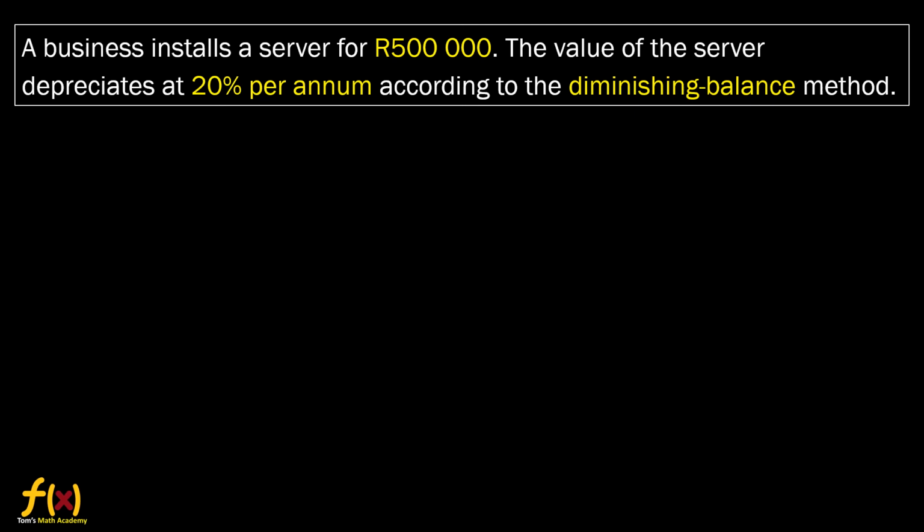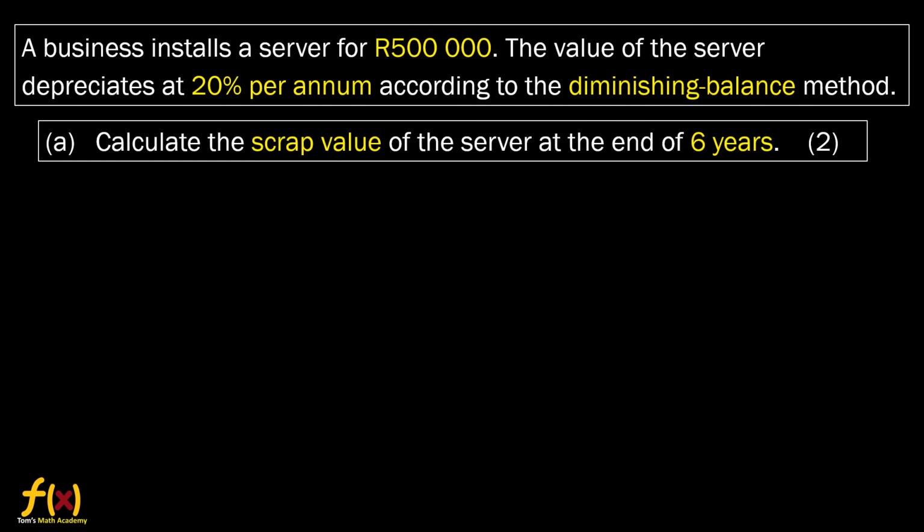A business installs a server for 500,000 rand. The value of the server depreciates 20% per annum, diminishing balance method or reducing balance method. Calculate the scrap value after 6 years. Now we repeat all these type of questions. We use the reducing balance formula, substitute. It is per annum. Remember that it's only 6. So power 6.